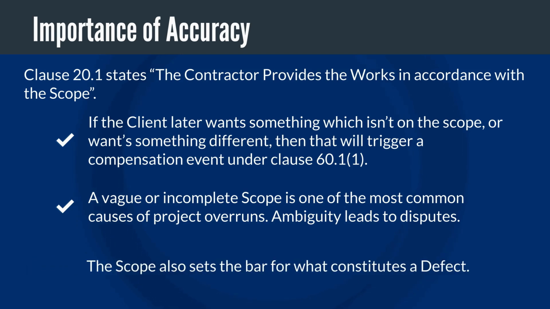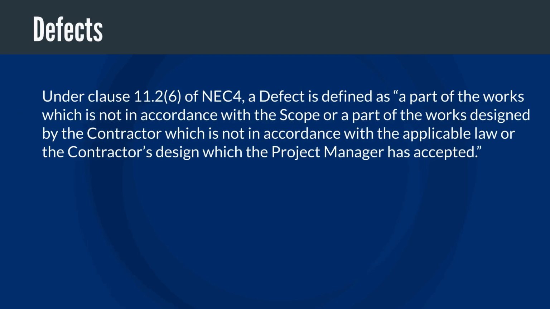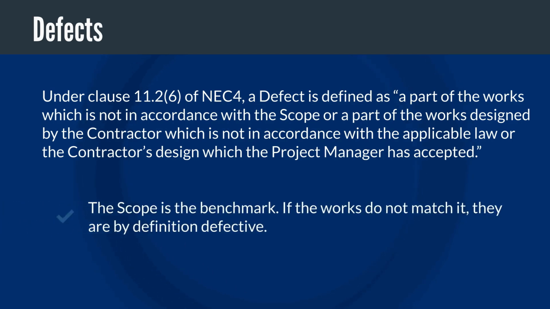The scope also sets the bar for what constitutes a defect, which takes us on to the next point. Under clause 11.2(6) of NEC4 ECC, a defect is defined as a part of the works which is not in accordance with the scope, or a part of the works designed by the contractor which is not in accordance with the applicable law or the contractor's design, which the project manager has accepted. The scope is the benchmark. If the works do not match it, they are by definition defective.